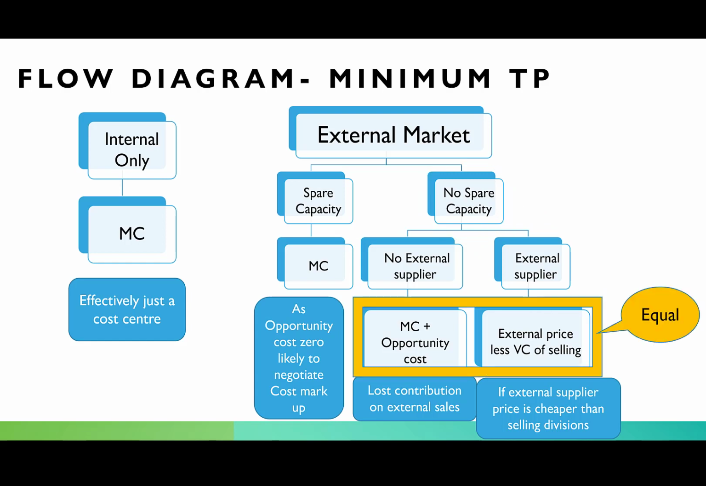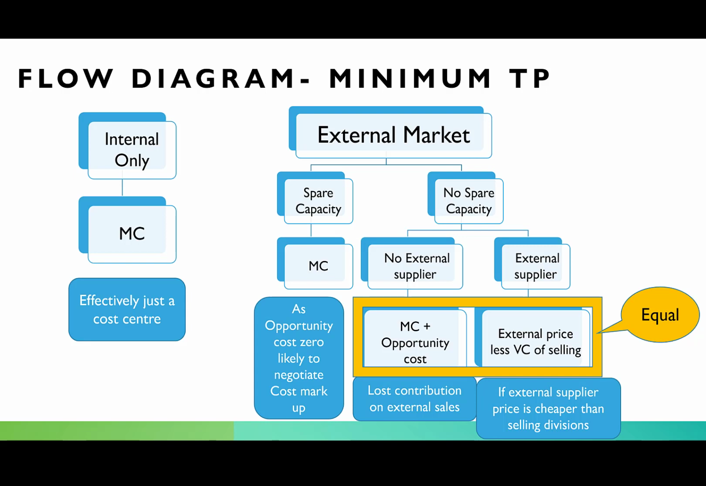Now in reality for questions, these two will equal, because the marginal cost plus the opportunity cost will equal the external price less the variable cost of selling, as long as the external price is the same as the one that the selling division would do to the market, and the external supplier would therefore be the same price. So there's your flow diagram for your minimum transfer price for those MCQ questions.